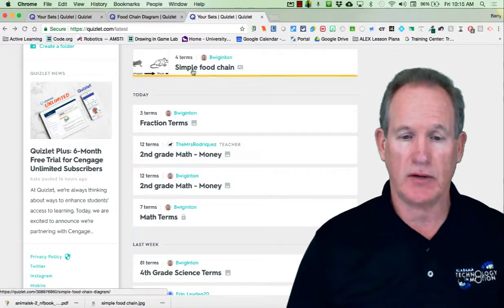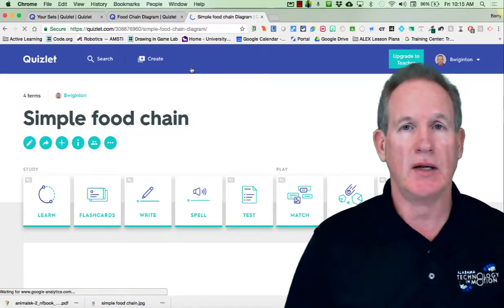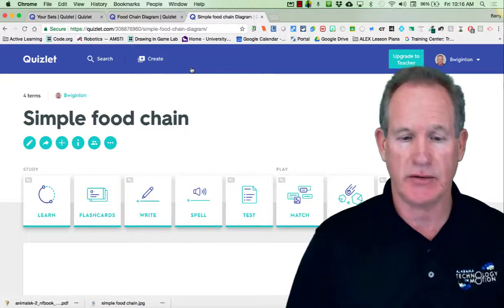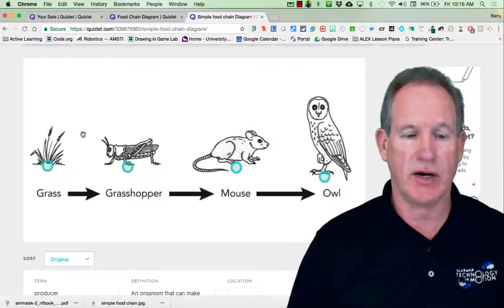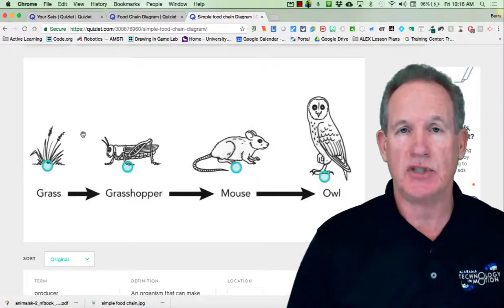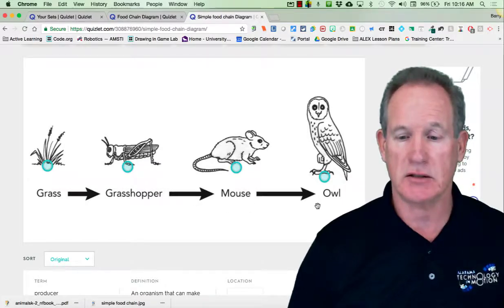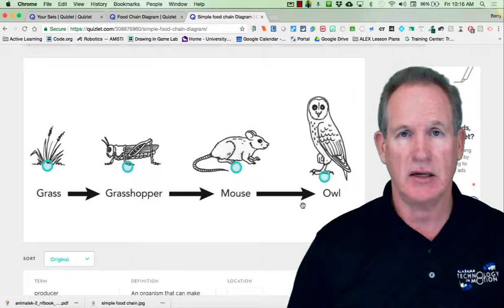I've created one for us to take a look at first, so I can explain to you what Quizlet does to a diagram to add this interactivity. As I scroll down, we'll take a look. Here's our diagram. This is a simple food chain. It starts with grass and the grasshopper and the mouse, and then eventually to the owl. And the arrows indicate that energy is flowing in this direction.